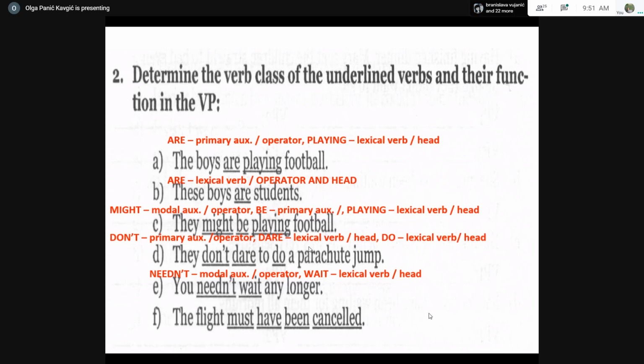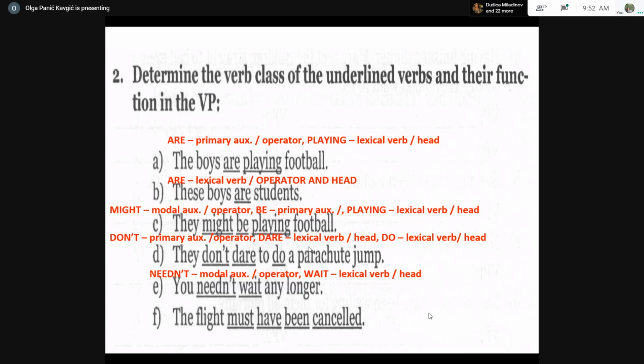I mean, which one would you use for negation, questions, tag questions, emphasis, whatever? Which one would be the operator? What did we say? If there are more of them, which one is the operator? Primary. Well, it's not really about whether it's primary or not. Is it have? Would you say have the flight must been cancelled? Must.